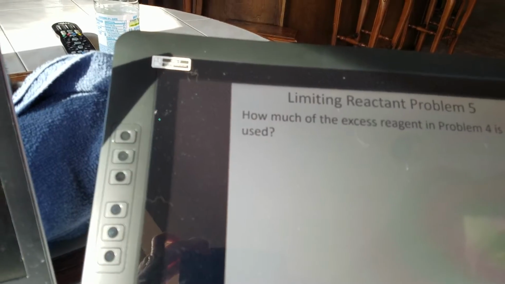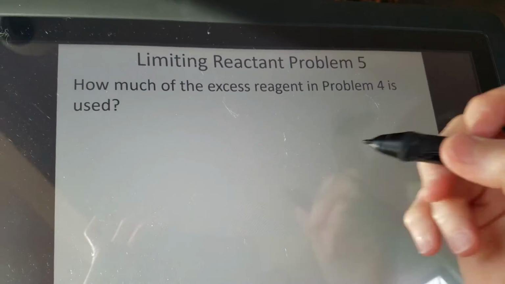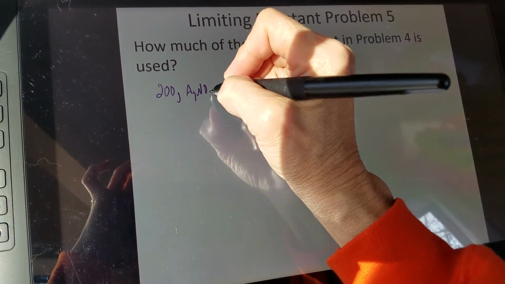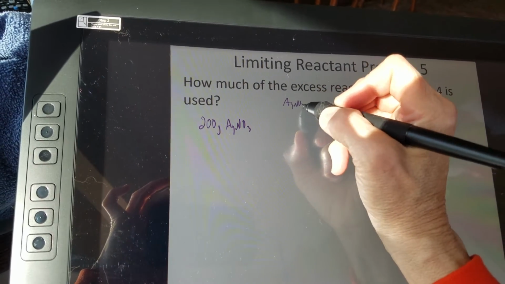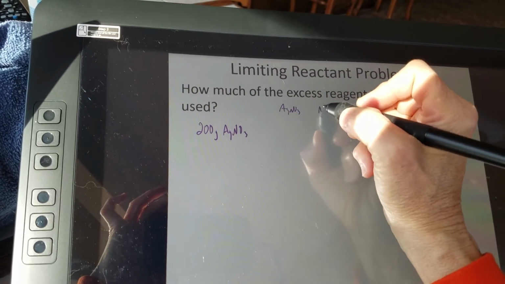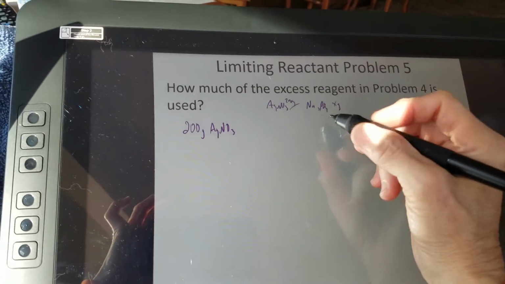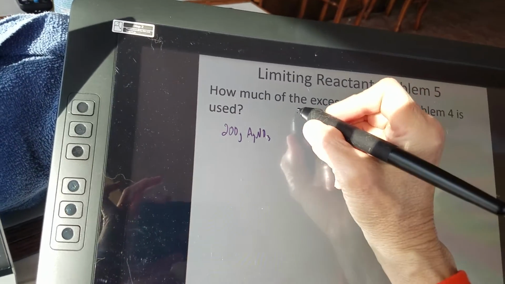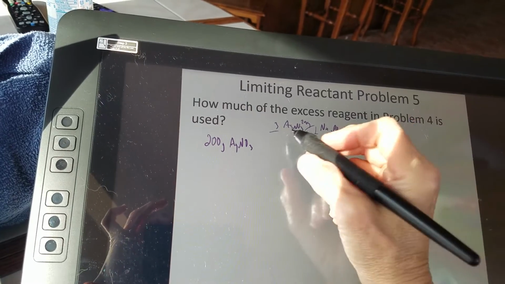Now, if I want to answer the other questions that would be here, how much of the excess reactant is used, then we would start off with our 200 grams of our silver nitrate, because that was our limiting reactant. And we want to go from silver nitrate to our sodium phosphate and find out X grams of this. We know we start off with 200 grams, but we know we also didn't use it all. So if we go back, remember this is a 3 here, and this was a 1 here. So those are the coefficients that I'll need.